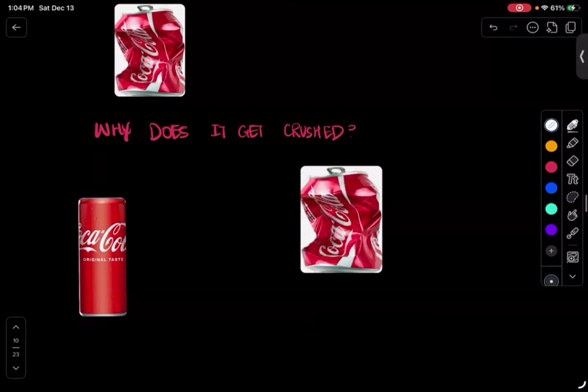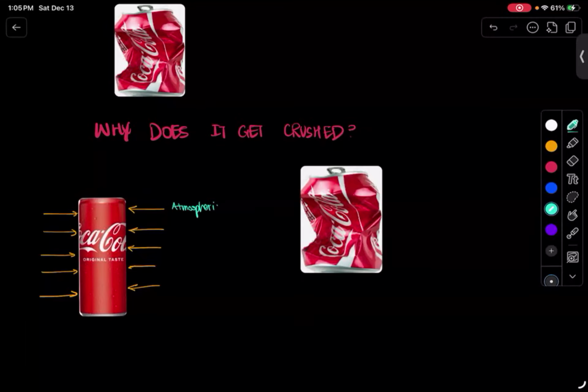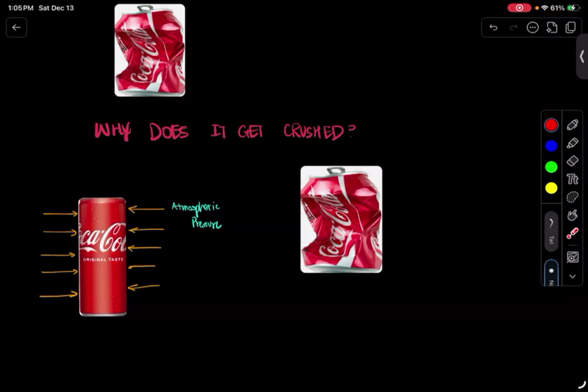Now, initially, when you haven't sucked the air out of it, it's not getting crushed because the forces from the outside are being balanced with the forces from the inside, right? Now, these yellow lines are the pressure due to air. This is what we call the atmospheric pressure, the pressure due to the atmosphere around you, because even the atmosphere has atoms, and those atoms are exerting a constant force onto you.